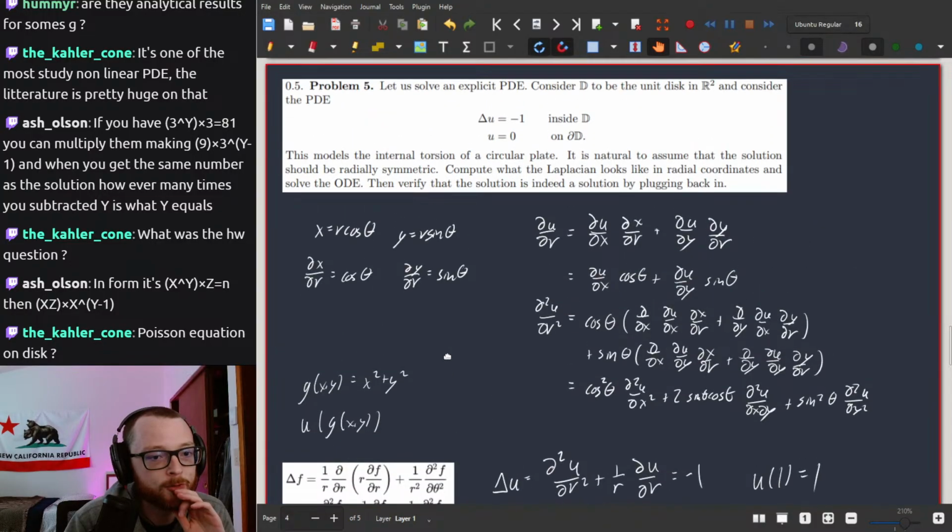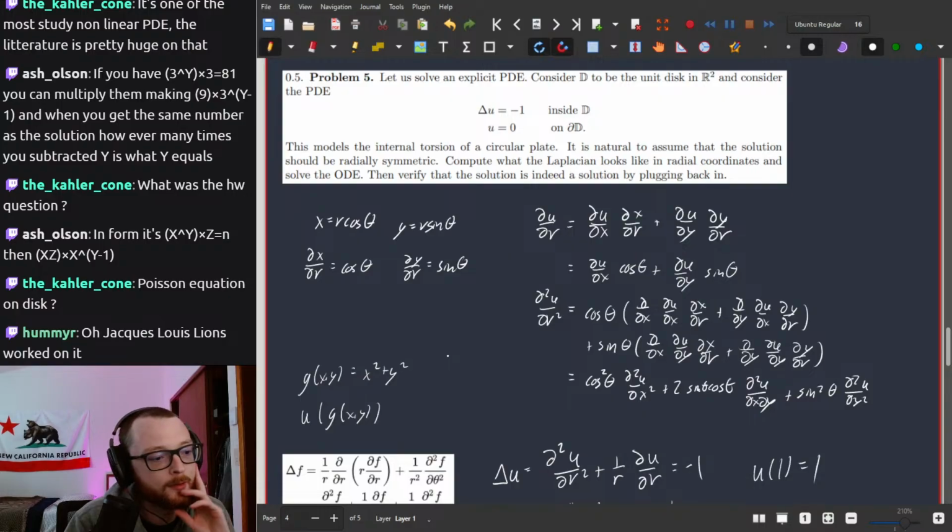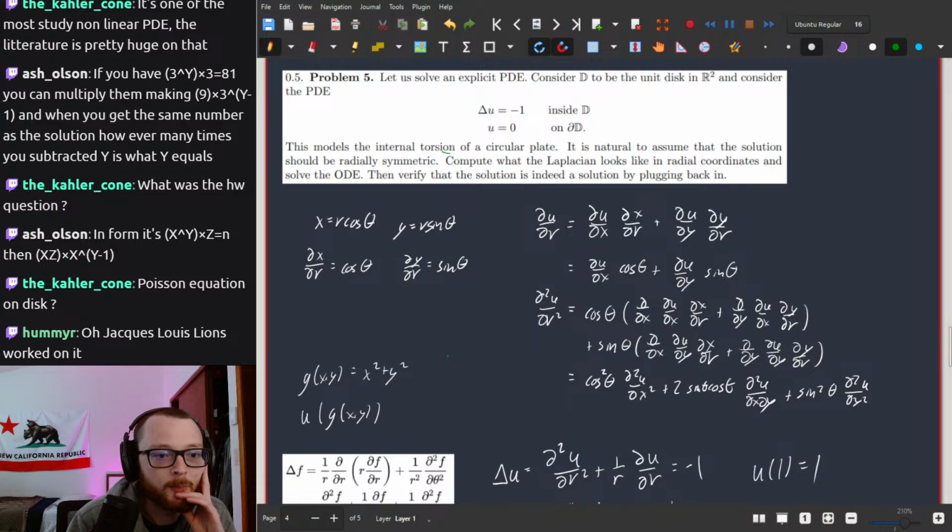Yeah, it's the Poisson equation on the disk, basically. There's also another part to this with computing what the Laplacian looks like in just radial coordinates. I skipped that because I can't figure out the simple way of doing it. I know the complicated way of doing it fully in polar coordinates, but I feel like there should be a shortcut for radial, but I can't find it.